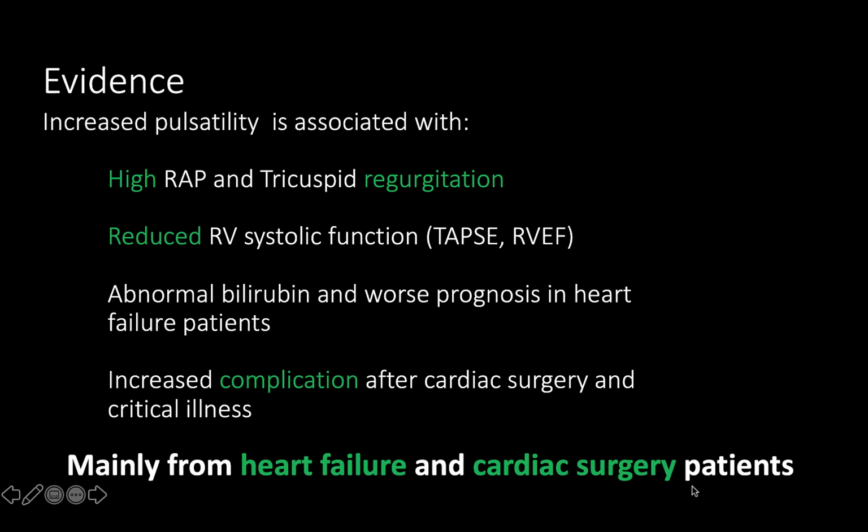A summary of the available evidence showed that increased portal pulsatility is associated with high right atrial pressure and tricuspid regurgitation, with reduced right ventricular systolic function, with abnormal bilirubin and worse prognosis in heart failure, and with increased complications after cardiac surgery, as well as in critically ill patients. However, please note that evidence comes mainly from heart failure and from cardiac surgery patients at the moment.